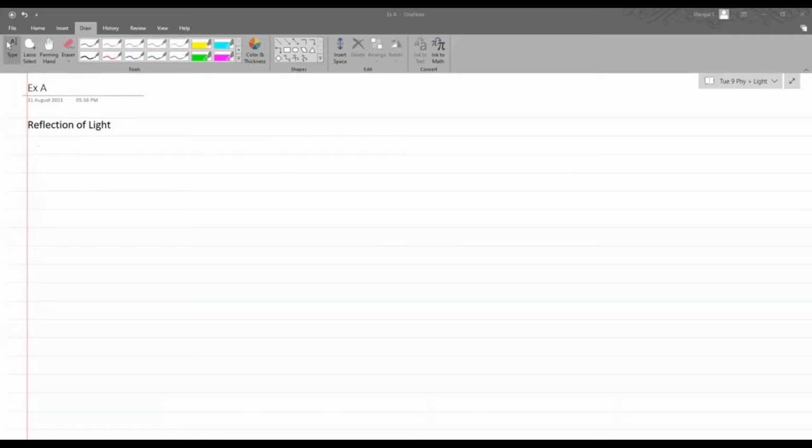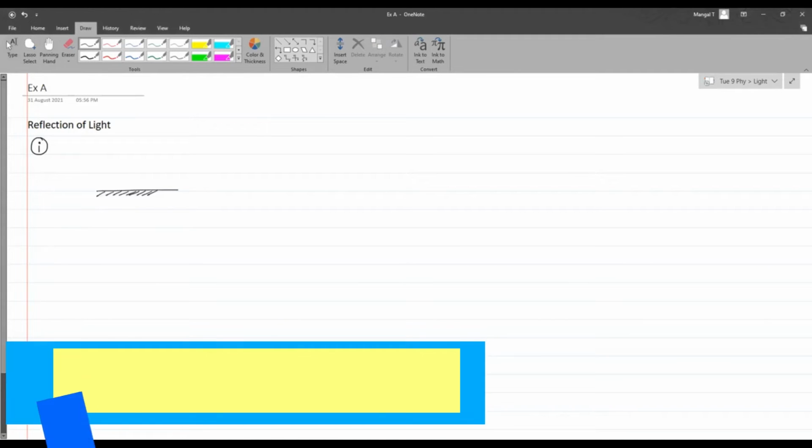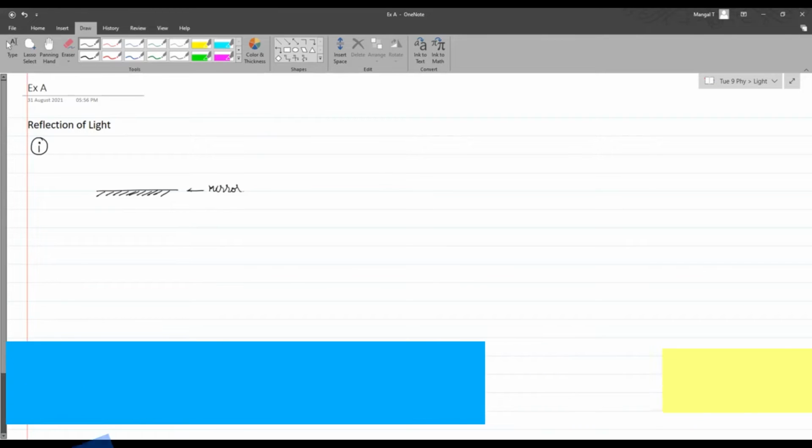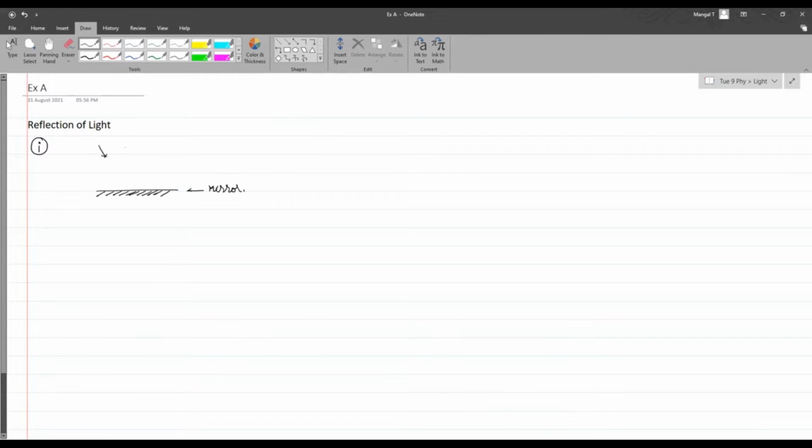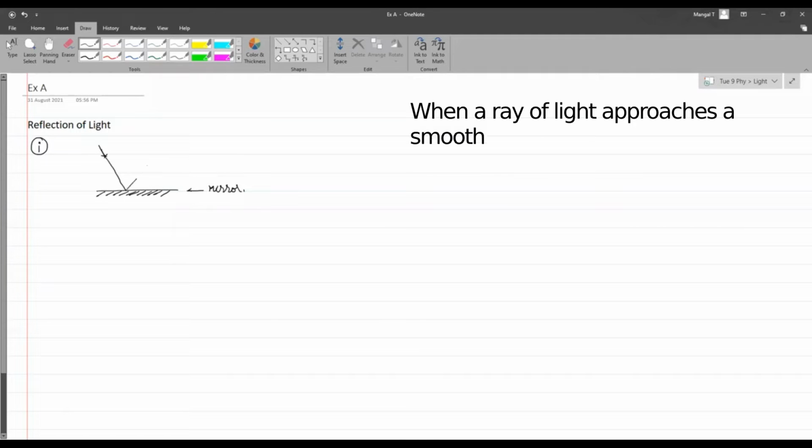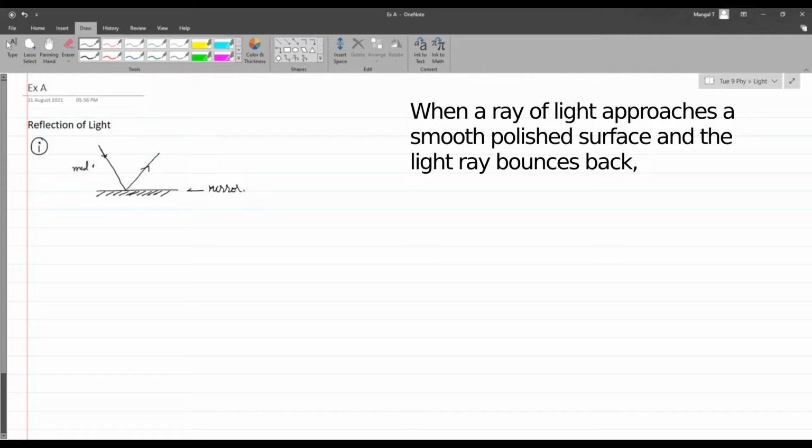Okay, the first point that we are going to cover is what do you mean by reflection of light? Now, this is a reflecting surface like a mirror. If a ray of light is approaching the mirror, what will happen? This ray of light on hitting the mirror will go back in the same medium. So this is the medium that I'm talking about. It will suffer reflection over here and it will go back in the same medium. So the return of light into the same medium after striking a surface is called reflection of light.